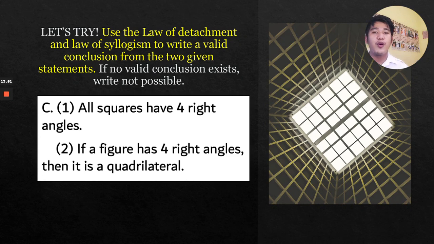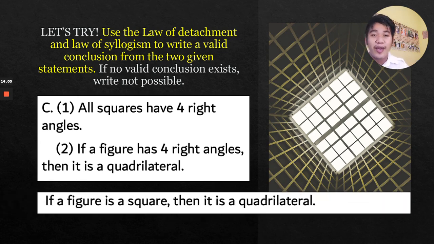Last one. All squares have 4 right angles. Then, if a figure has 4 right angles, then it is a quadrilateral. We can conclude that if a figure is a square, then it is a quadrilateral.